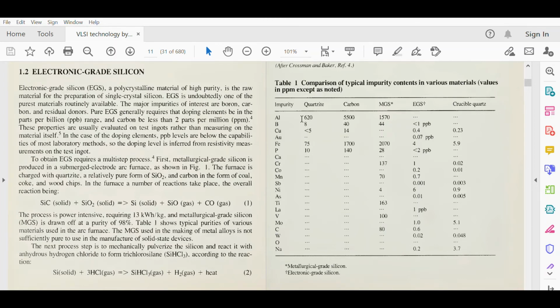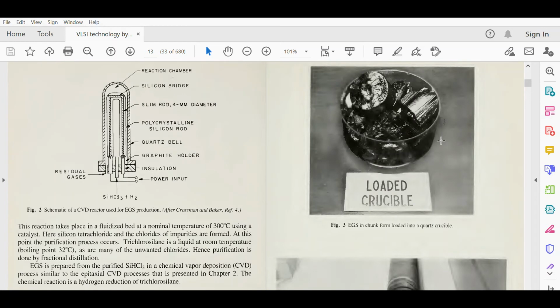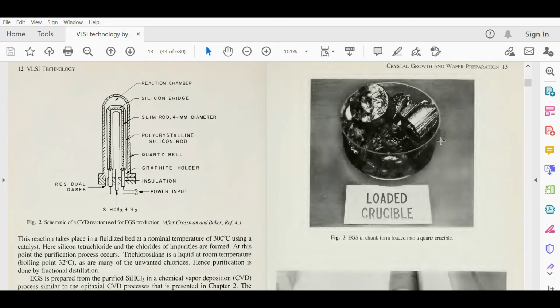Like if you are getting the impurity of boron, then it has to be less than 1 ppb, parts per billion. If you are mixing gold, then it has to be 0.07 ppb. Just two or three values you can remember for the idea. Okay, nothing else. This is the last image we are going to study in today's lecture.